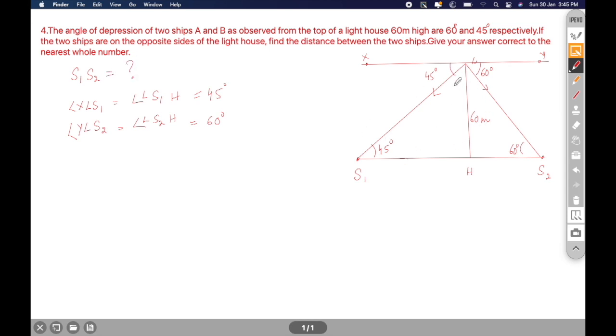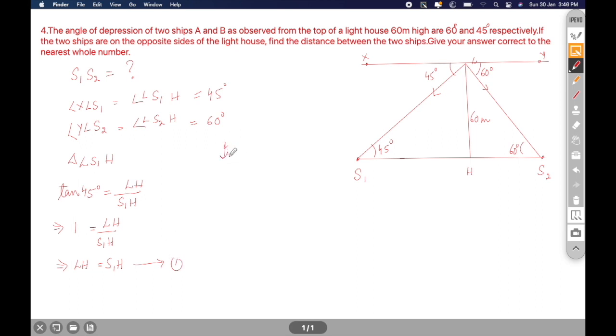Now in this diagram we can see two right angle triangles, right, and we need to find the length of S1S2, that is the base of the right angle triangle. The perpendicular is given, the base to be found out. So we will go for tan 45 degree and tan 60 degree. So in triangle LS1H, tan 45 degree equals LH by S1H. Tan 45 degree is 1. So LH by S1H will be equal in length. Now this is equation 1.